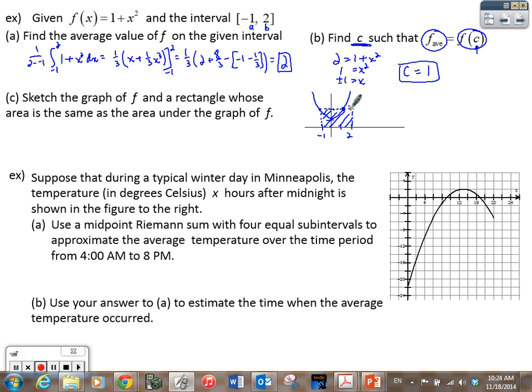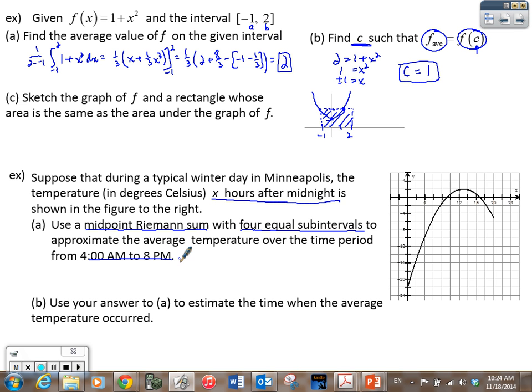So the last problem, we're going to look at a graph that's already been drawn. Suppose that during a typical winter day in Minneapolis, the temperature in degrees Celsius, x hours after midnight, is shown in the figure to the right. Use a midpoint Riemann sum. So that's rectangles; we're going to be finding the area of rectangles and adding them up. Midpoint Riemann sum with 4 equal subintervals to approximate the average temperature over this time period, 4 to 8.